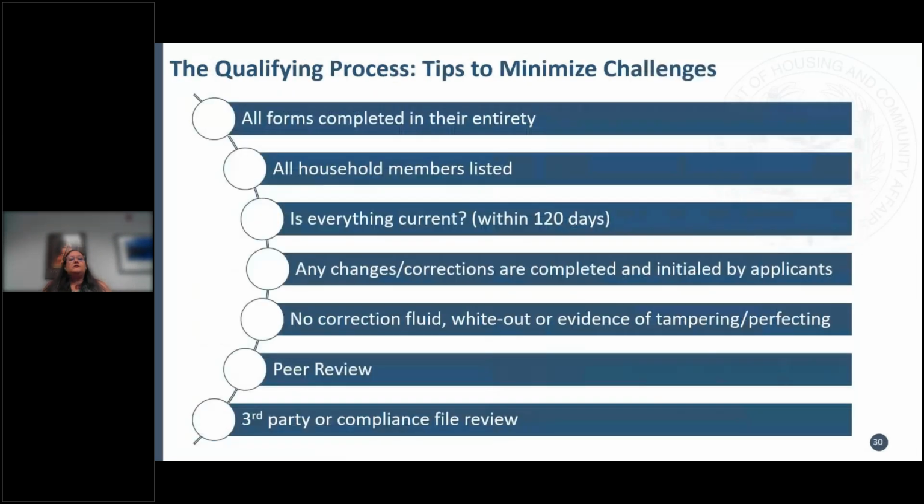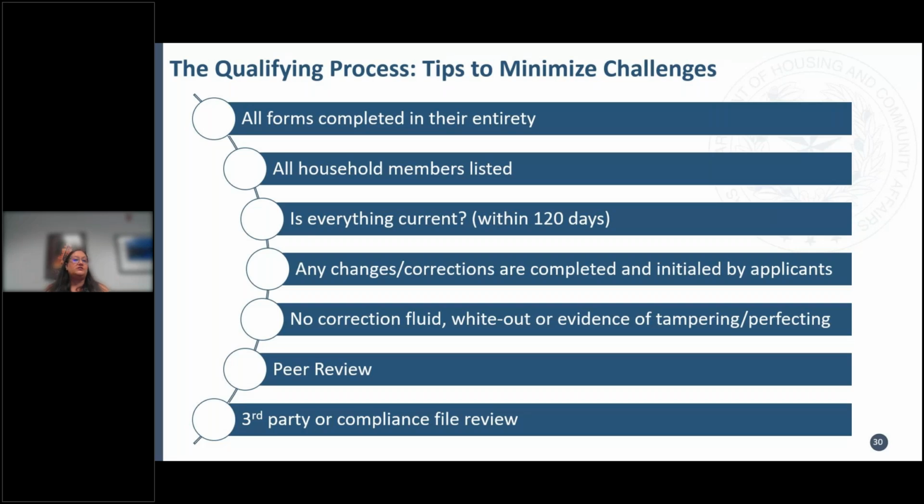So some tips to minimize challenges with the qualifying process. Make sure that all forms are completed in their entirety. Go through them with your household when they fill them out to say, oh, you missed this question. Let me flip this around to you so that you can answer, yes, I receive child support, or no, I don't. You don't fill that out after they've left. You have them do that while they're there.